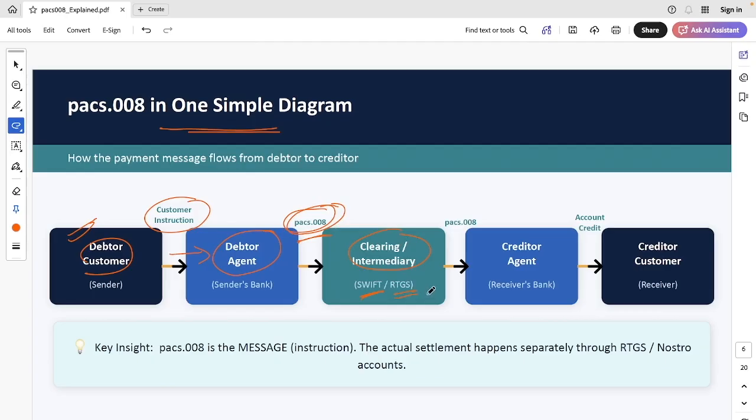From here, the message again moves as a pacs.008 to the creditor agent. Now, creditor agent means the receiver's bank, and finally, the creditor agent will credit the account of the creditor. Creditor means the receiver, the beneficiary. So from this particular flow, you must have understood that pacs.008 is the message. It is not actually the money. So only the message is flowing from one end to the other end.